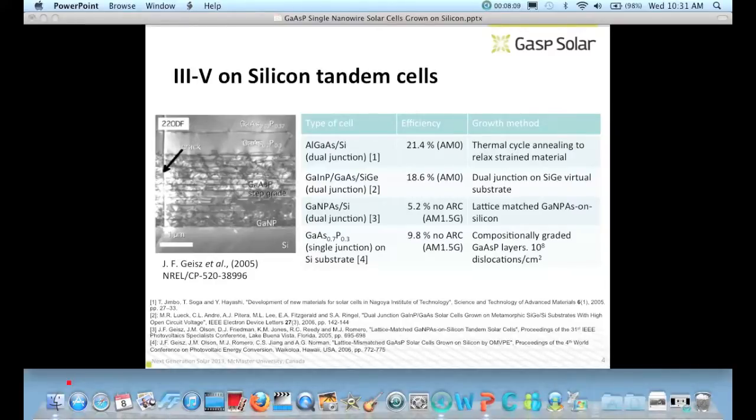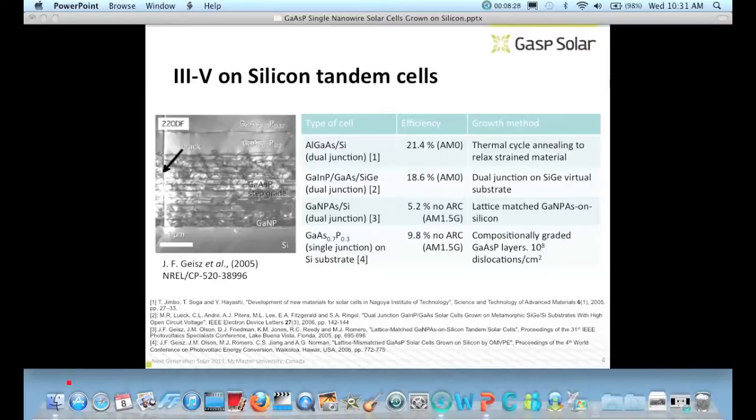And you can imagine, if you're a low energy photon coming in and you're not absorbed in this part here, then you should be absorbed in the silicon substrate, but you have to pass through more than 2 microns of defect-filled material, and it's going to destroy the conversion efficiency of the cell.